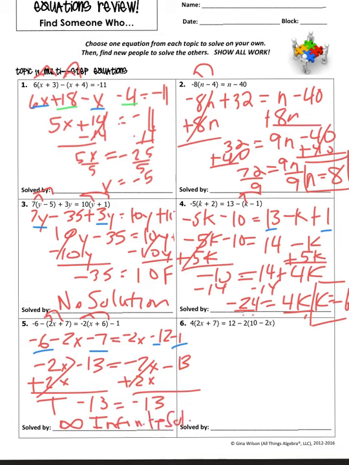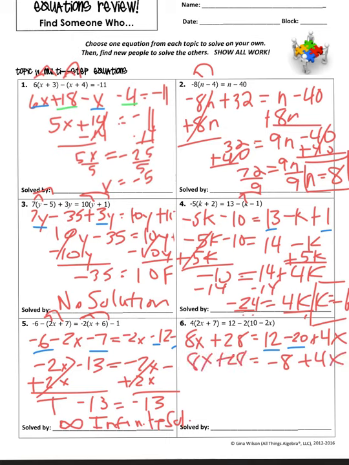Okay. Number 6. Distribute. We get 8x plus 28 equals 12 minus 20 plus 4x. Okay. Combine like terms. 12 minus 20 is negative 8 plus 4x equals 8x plus 28.